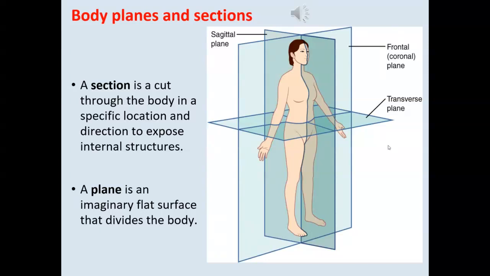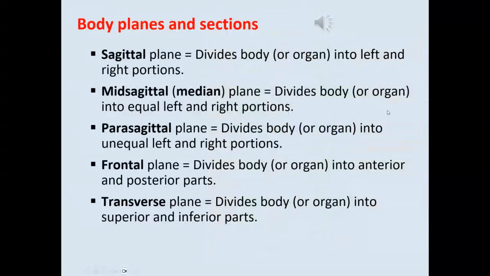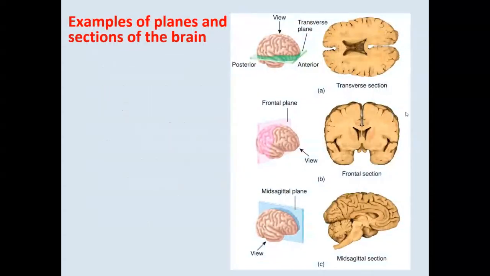And then the frontal would be cutting in this way into front and back parts. Which kind of cut is taken just depends on what we're trying to visualize inside. So here are those definitions. Here's an example using a human brain. It's cut this way, and then this way, and then this way.